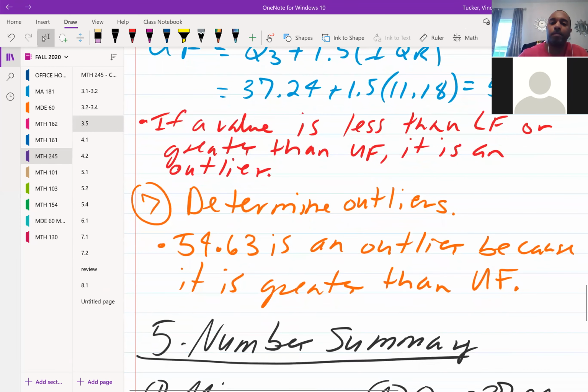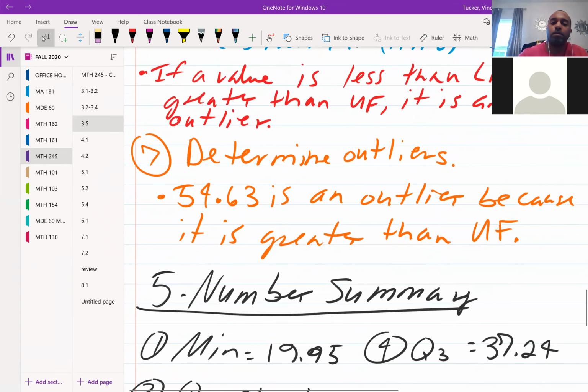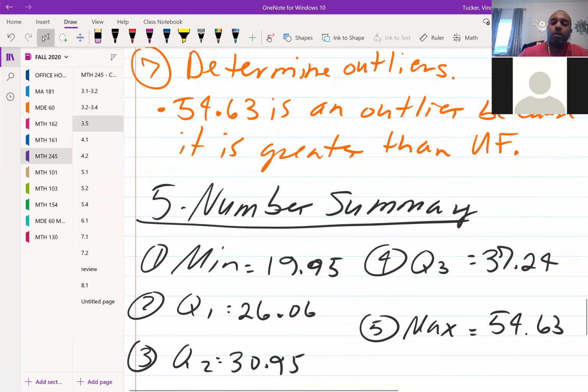All right. So we're looking at a 5-number summary. Minimum value or smallest value is 19.95. Q1, 26.06. Q2, 30.95. Q3, 37.24. Then our maximum value was 54.63.